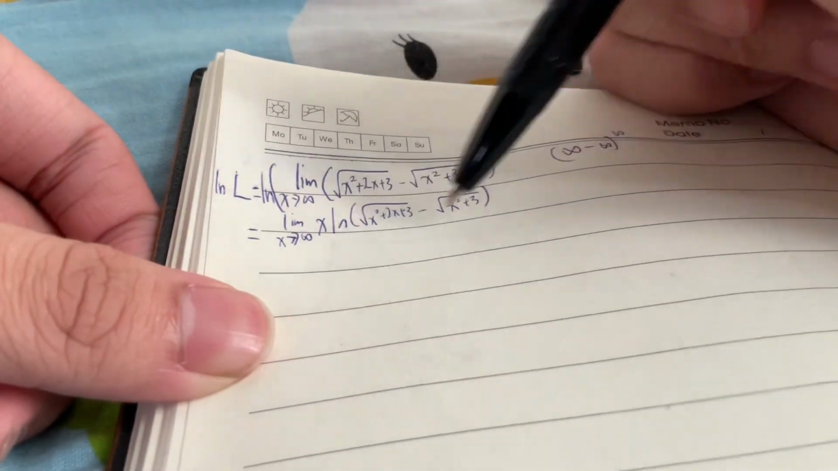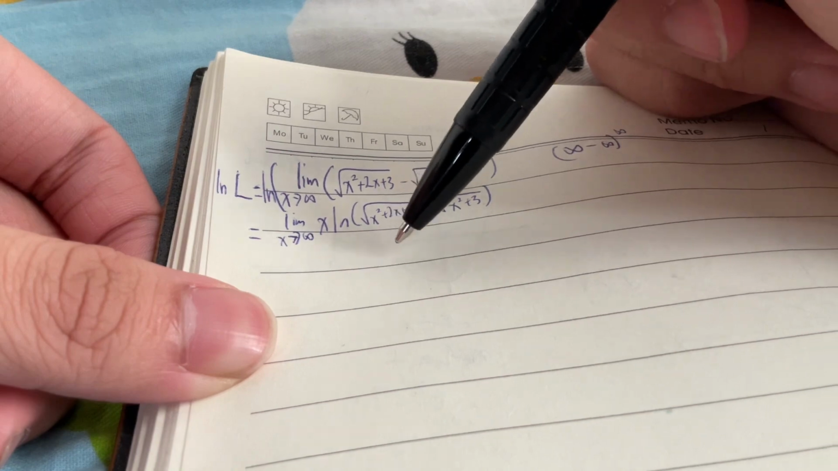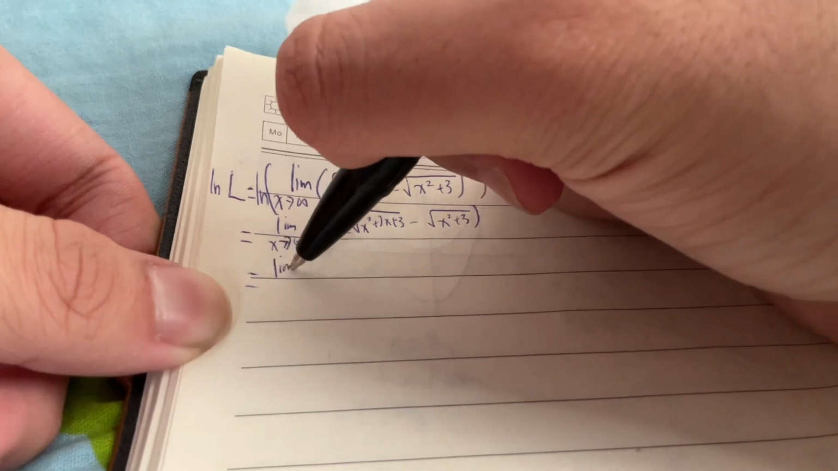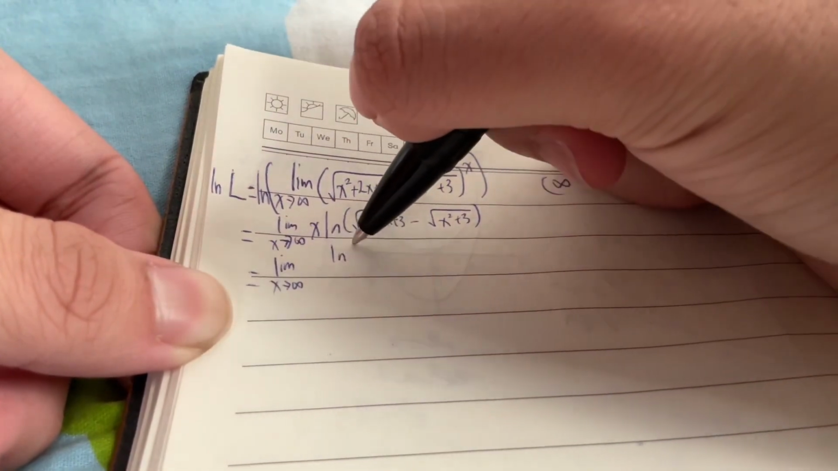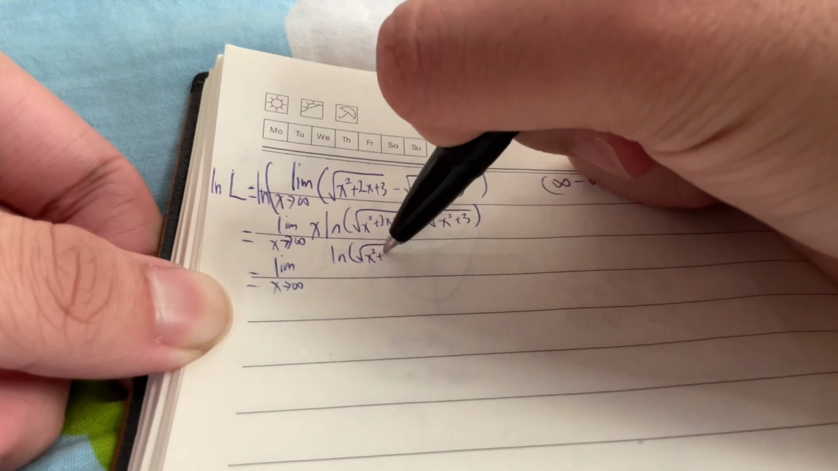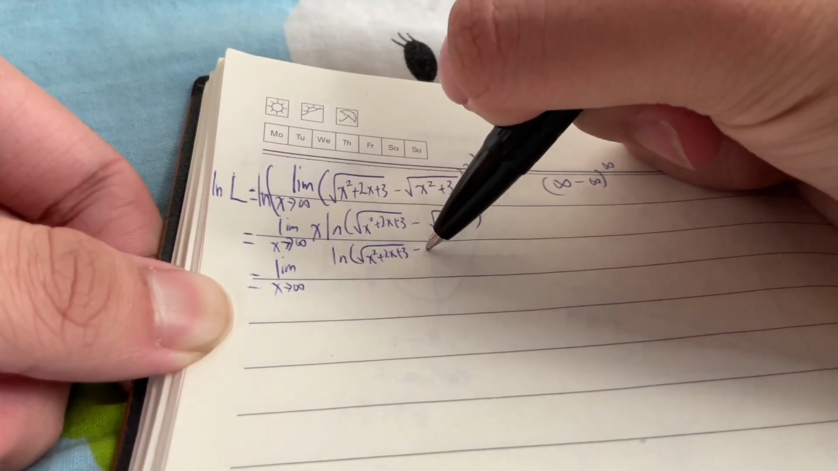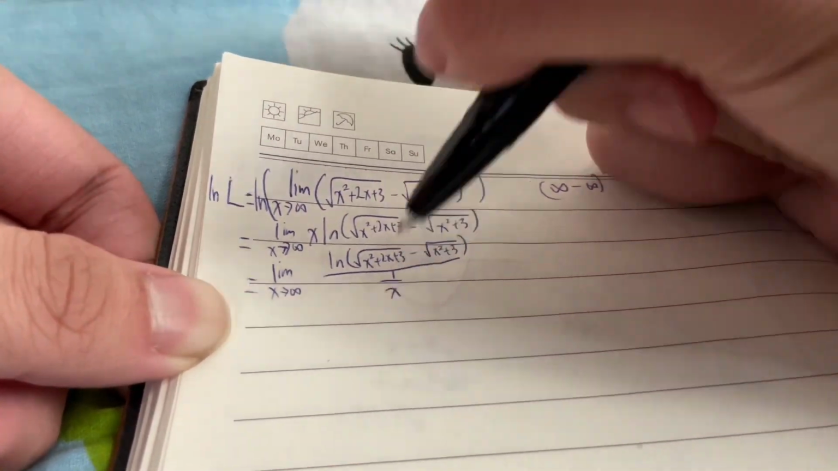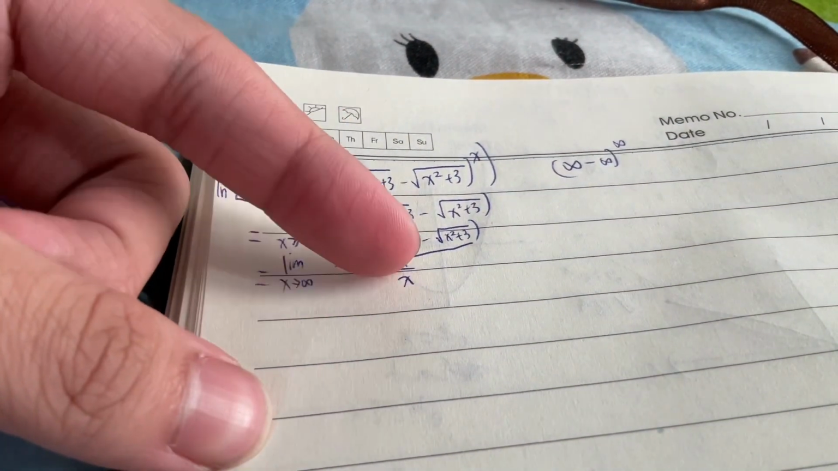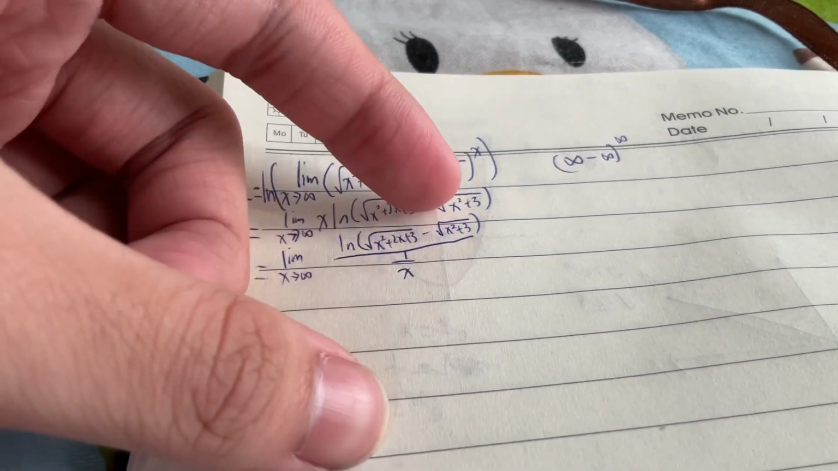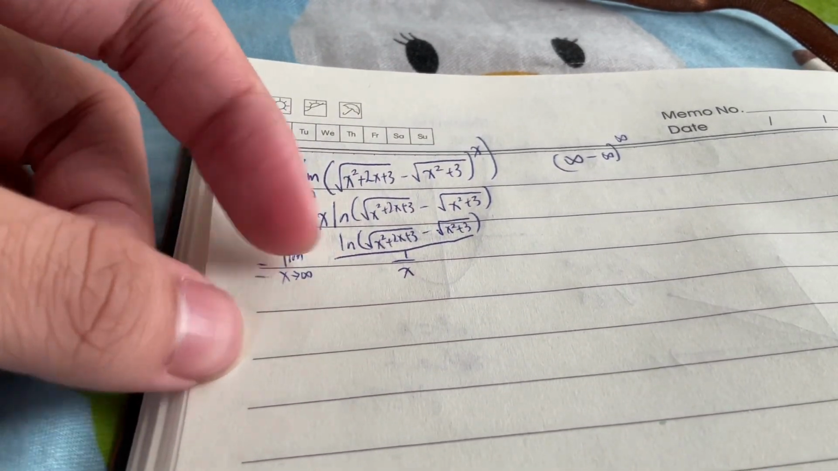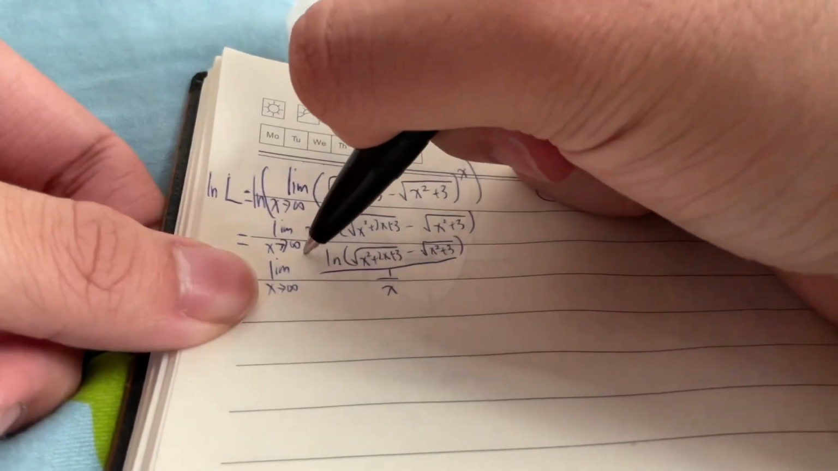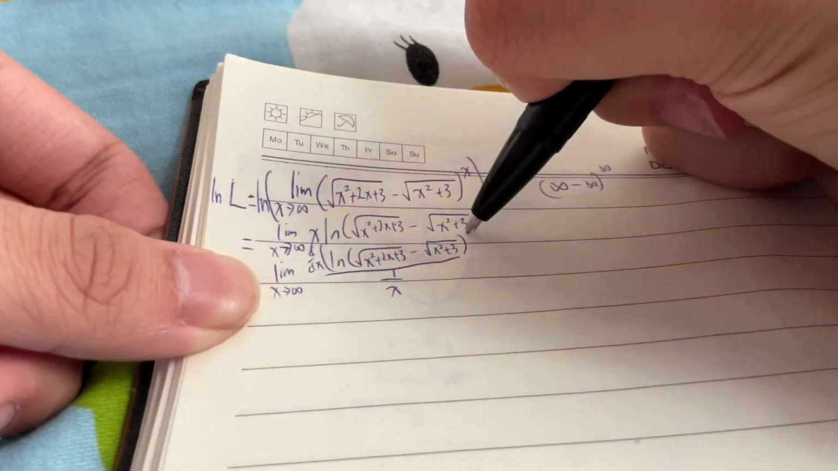We should have a function in the denominator as well as the numerator, so let me write this as ln of square root of x squared plus 2x plus 3 minus square root of x squared plus 3, over 1 over x. If you multiply by x on both the denominator and the numerator, you get the original back. That's why we write it like this. So yes, we can do L'Hospital's rule.